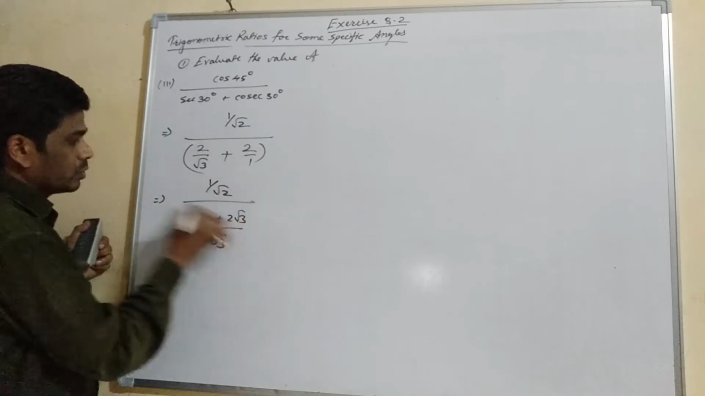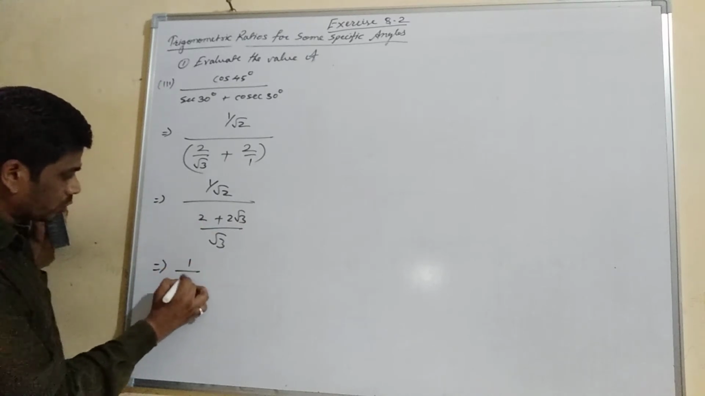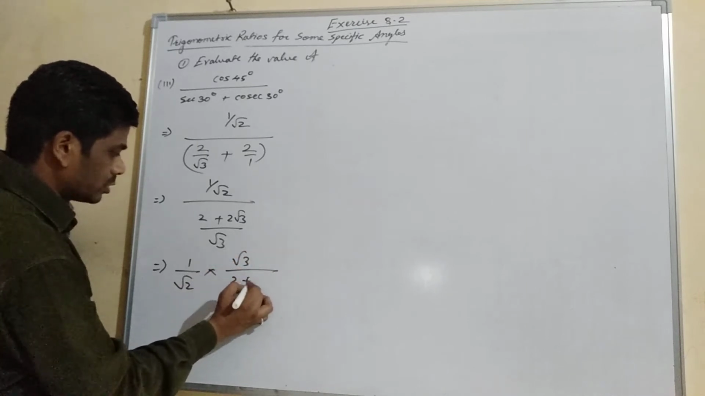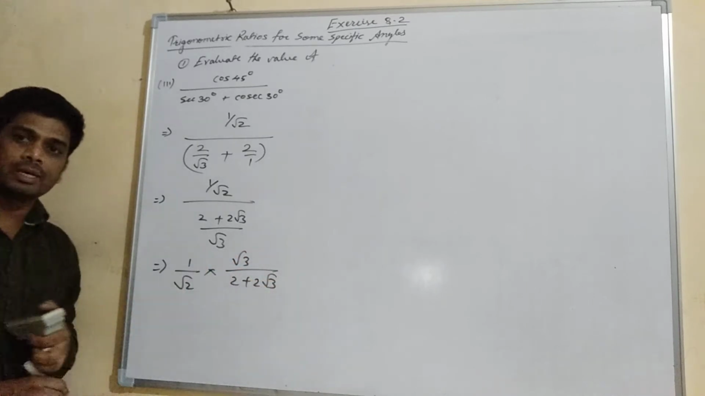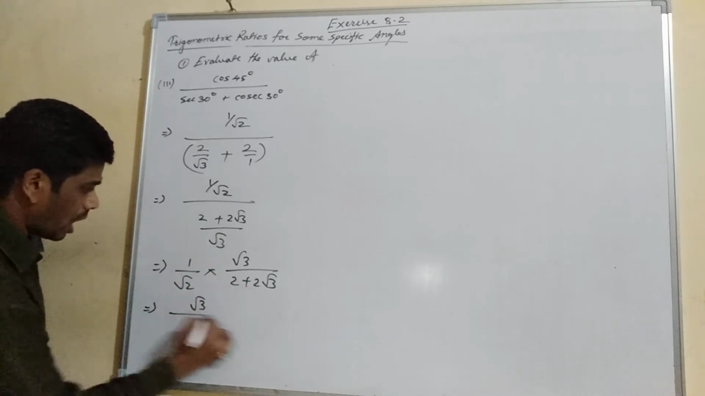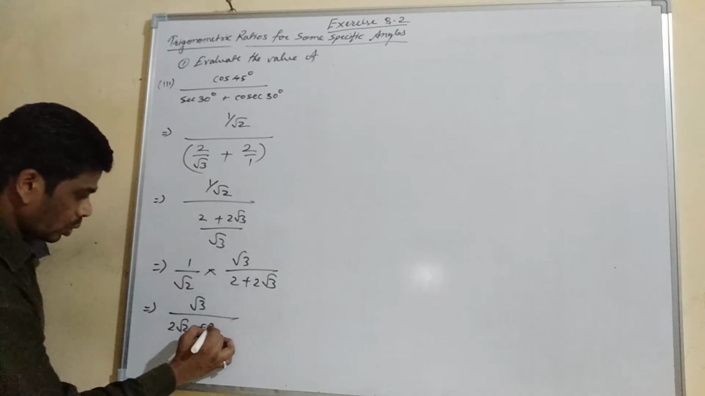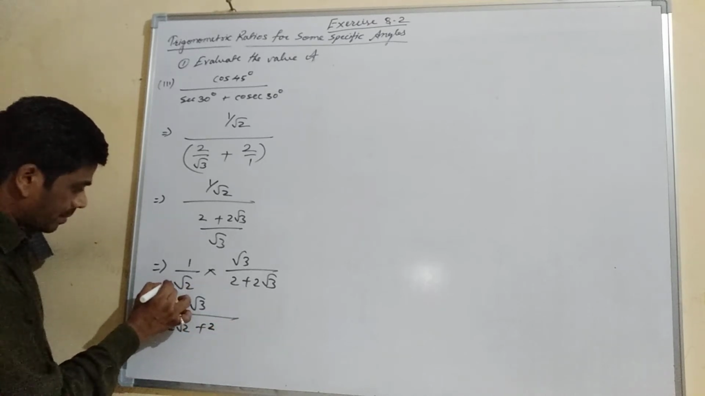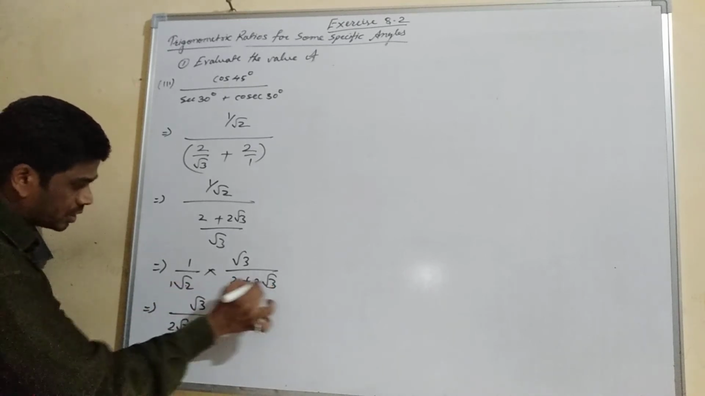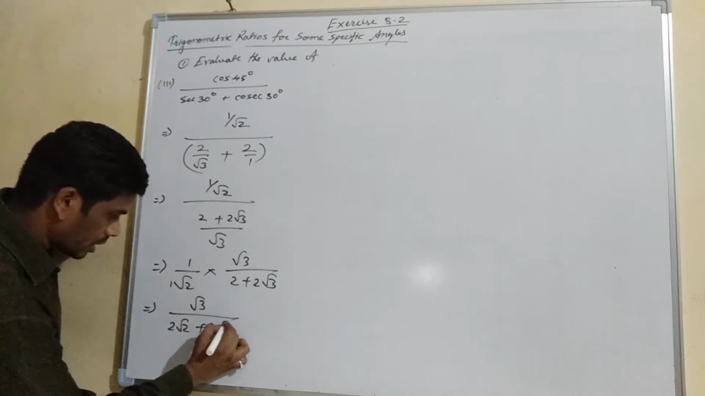Okay. Now in the next step we can make it inverse: 1 upon root 2 into root 3 upon 2 plus 2 root 3. We can write it like that. In the next step we can multiply by root 2, so it will be root 3 upon 2 root 2 plus 2 into 1, since there is no number means 1, and inside the root we can multiply: 2 and 3 are inside the root, so 2 times 3 is 6.